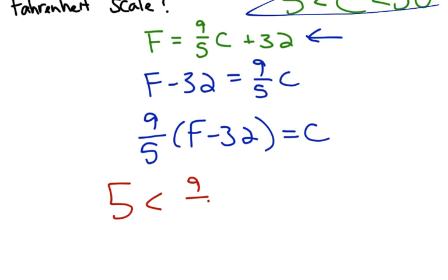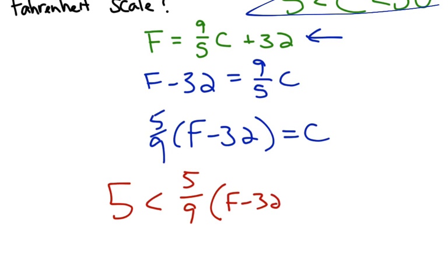Oops. I messed this up because I forgot to flip this. Sorry about that. When I got rid of the 9/5, it should have become 5/9. So now, let's go back. I can write this as 5/9 times (F minus 32) in the middle.